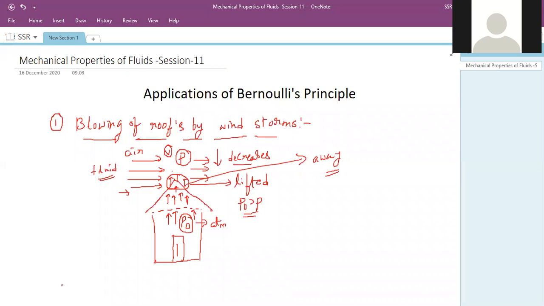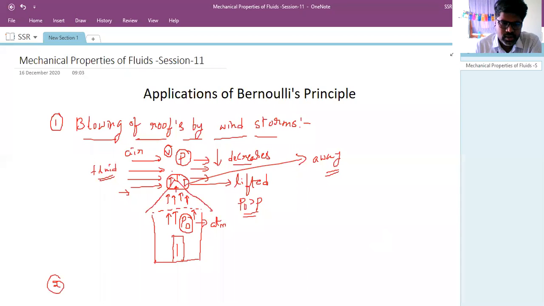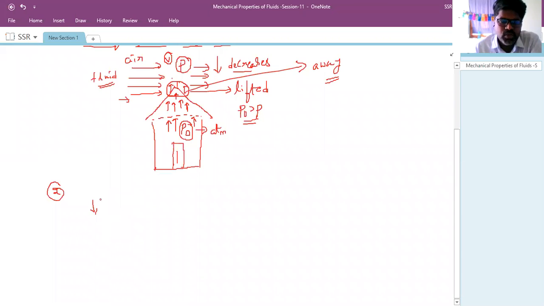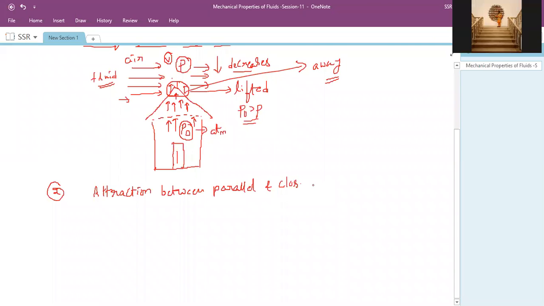Next we'll go for the second application. The second application is the attraction between parallel and closely moving boats or ships.